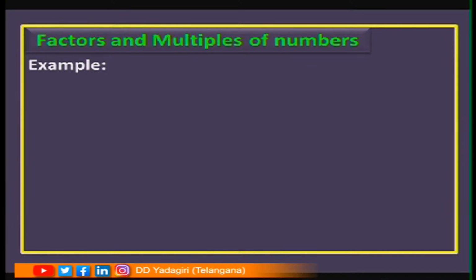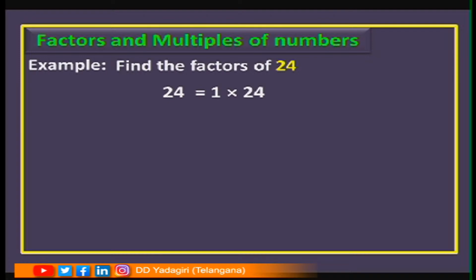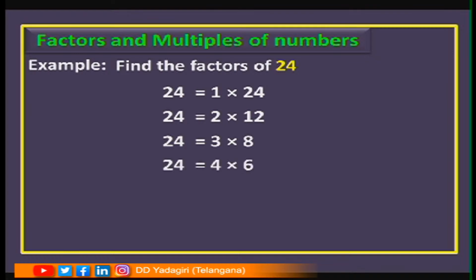To understand this, let us consider an example of 24. Here we are going to find the factors of 24. I can write 24 as 1 into 24 and it can also be written as 2 into 12. Now, can you guess what is the next one, children? You are right. It is written as 3 into 8. Further, I can write 24 as 4 into 6. So, this is how we can write 24 in different ways.